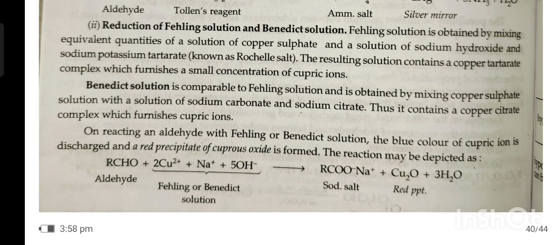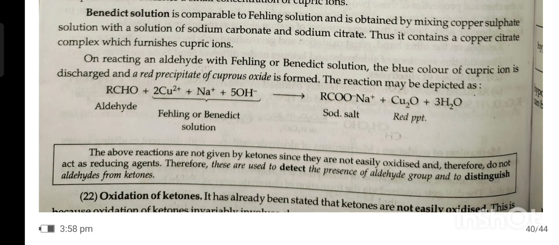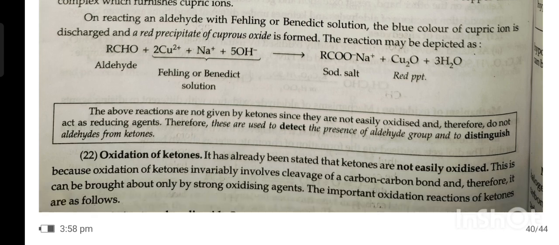On reacting an aldehyde with Fehling or Benedict solution, the blue color of the cupric ion is discharged and a red precipitate of cuprous oxide is obtained. The above reactions are not given by ketones, since they are not easily oxidized and therefore do not act as reducing agents. Therefore, these tests are used to detect the presence of the aldehyde group and to distinguish aldehydes from ketones.